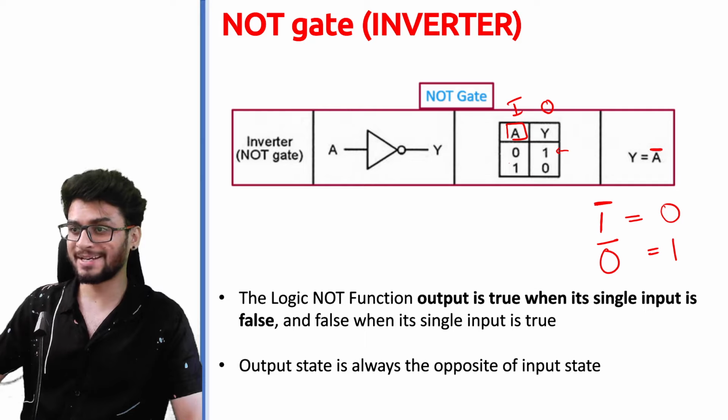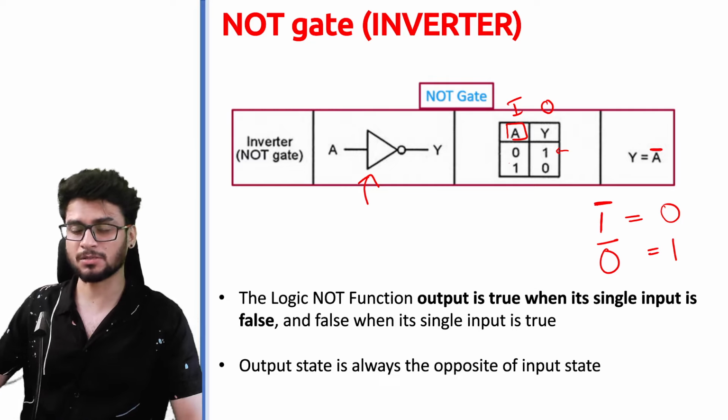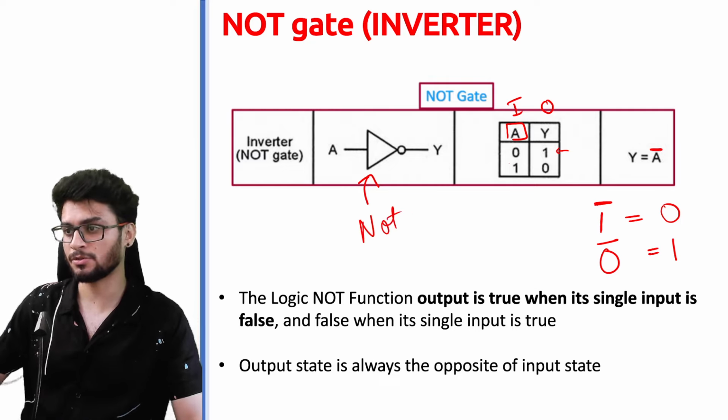So the NOT gate, it looks like this. Aap isko dhyan se dekho. There is a triangle and at the beginning of it, there's a circle. So it essentially means it's a NOT gate.